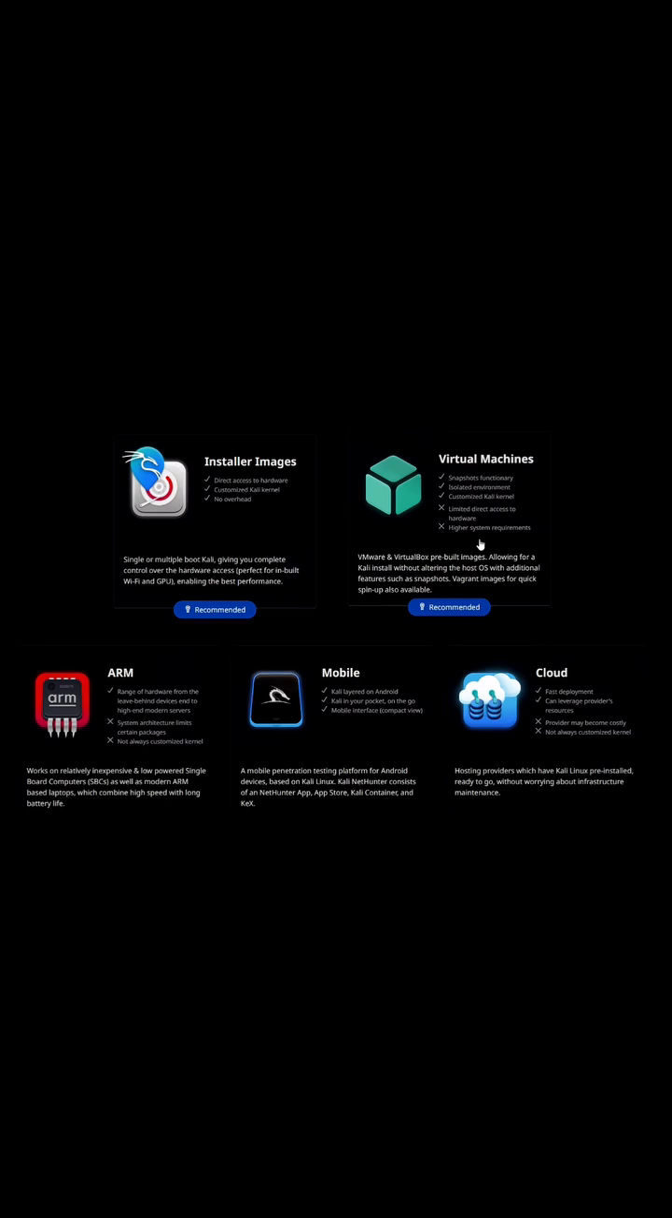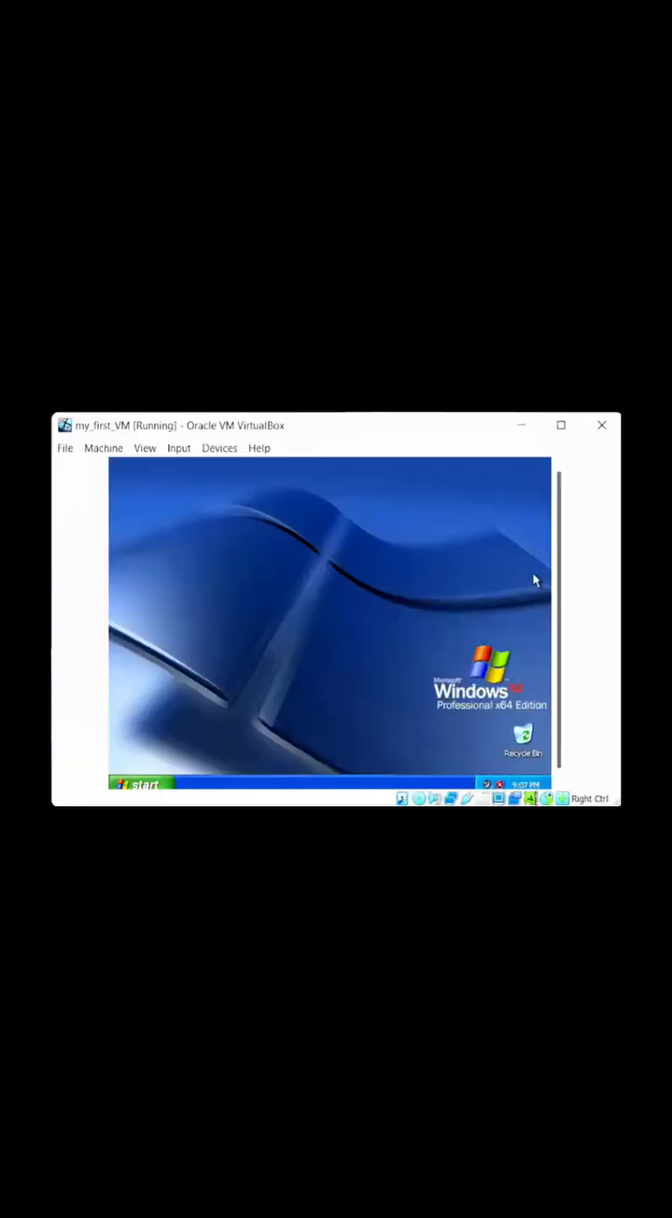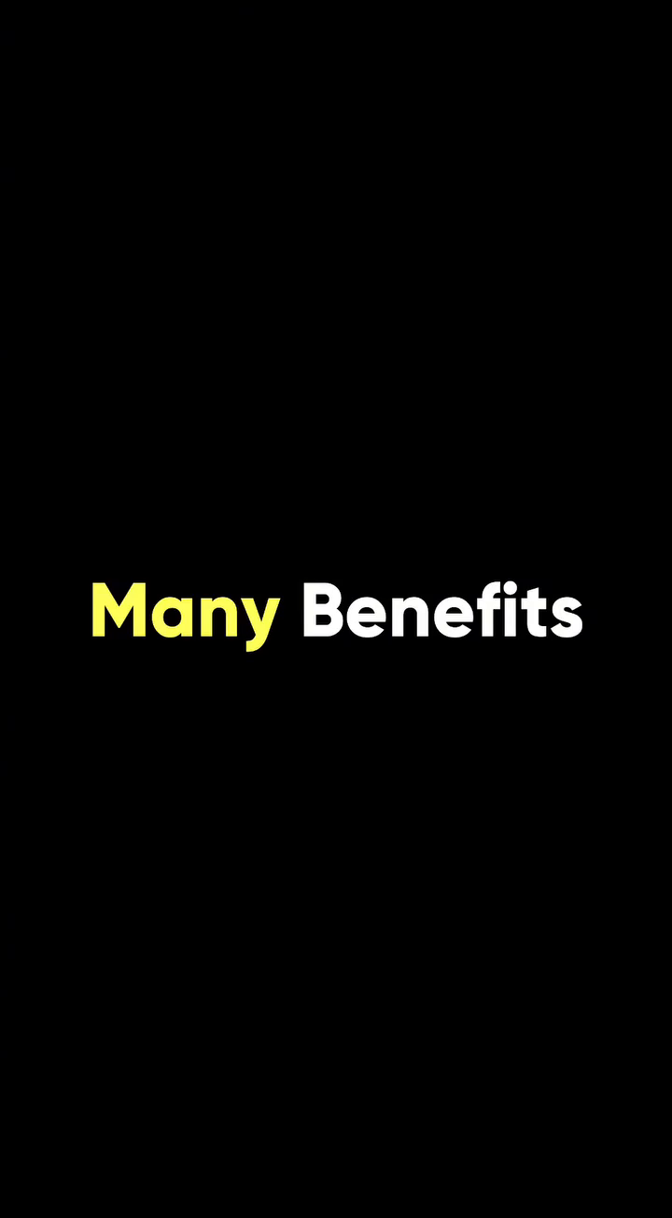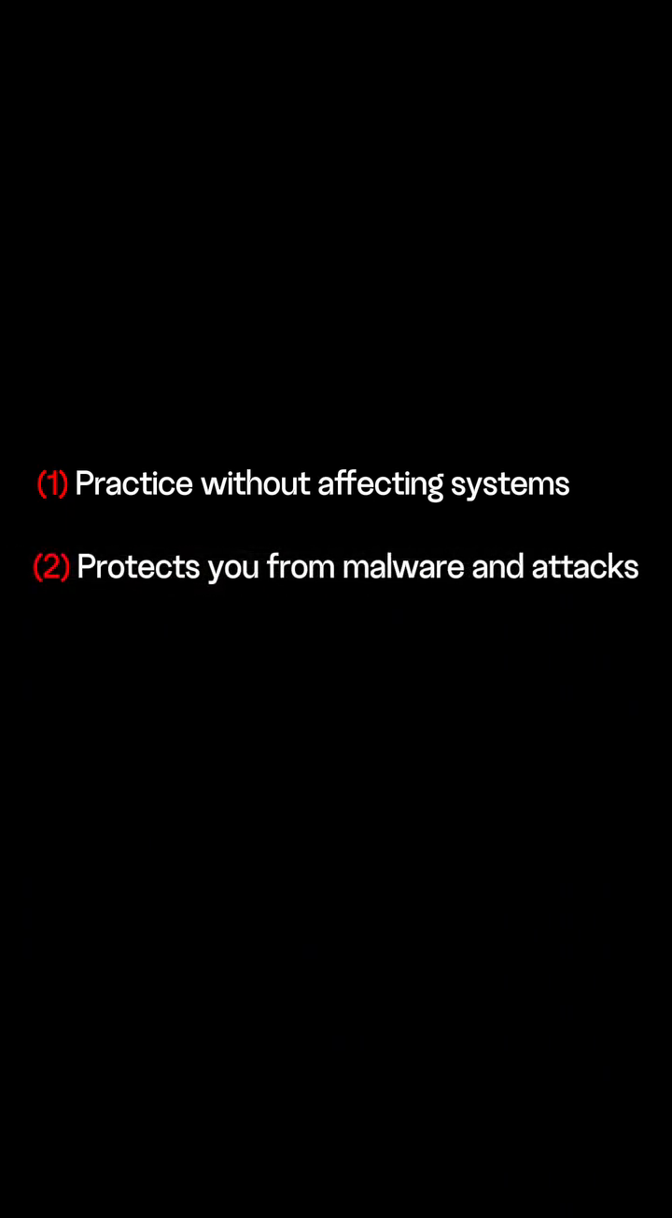For this video, I'm going to use the virtual machine method because it's the easiest and safest way to use Kali Linux. A virtual machine is a software that simulates a computer system and it runs inside your main OS. A virtual machine has many benefits, such as it lets you practice hacking without affecting any real systems or breaking any laws. It protects you from malware and attacks because it isolates your hacking activities from your main OS, and it prevents any infections or intrusions from harming your actual system.